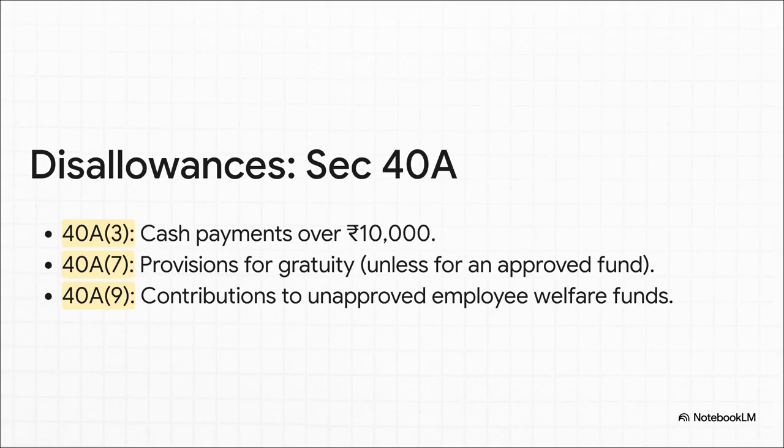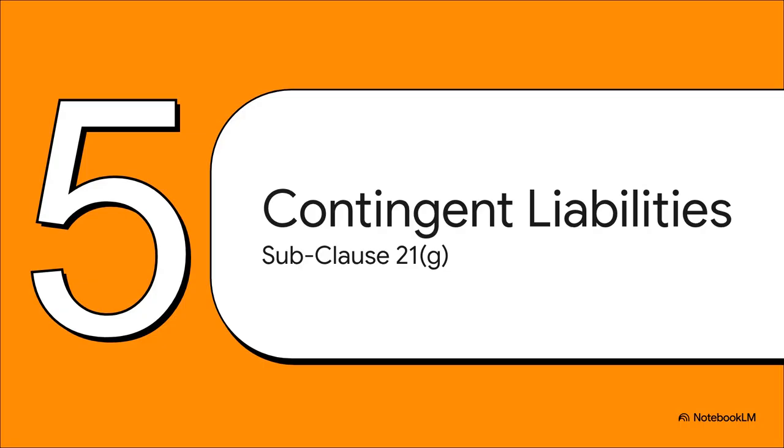Then you have rules about gratuity and other employee welfare funds. Basically, if you're setting money aside for these things, it has to be in a proper approved fund, otherwise it's getting disallowed. Okay, now for a really tricky part of the puzzle. Reporting contingent liabilities. This falls under Clause 21G, and we're talking about potential costs. Stuff that might happen but hasn't yet.